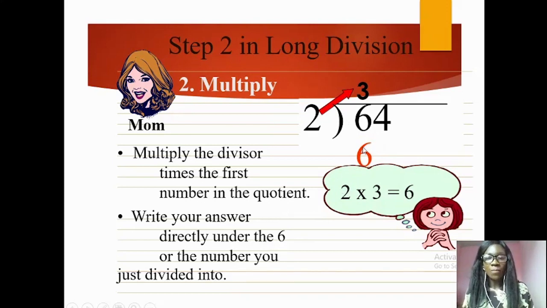So we write the number under what? Under 6 here. Okay, under the number we just divided what? Into. I hope this is fine for now. Okay, let's continue. So we are done with daddy, we are done with mommy.